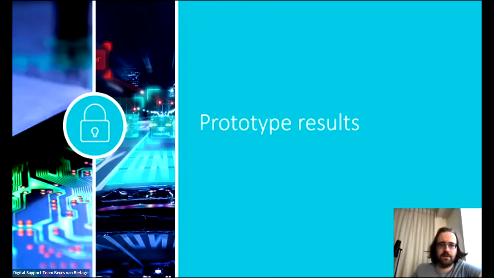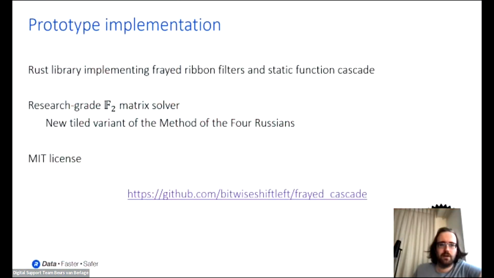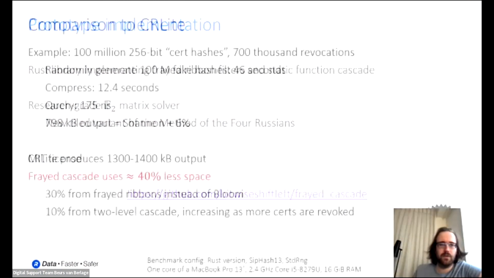I prototyped this system using Rust, and I've published it on GitHub. The prototype is MIT licensed, and it also uses a new research-grade matrix solver over GF2, which is very efficient and may be of independent interest. I wrote this because I could not find an appropriate F2 matrix solver that was MIT licensed.